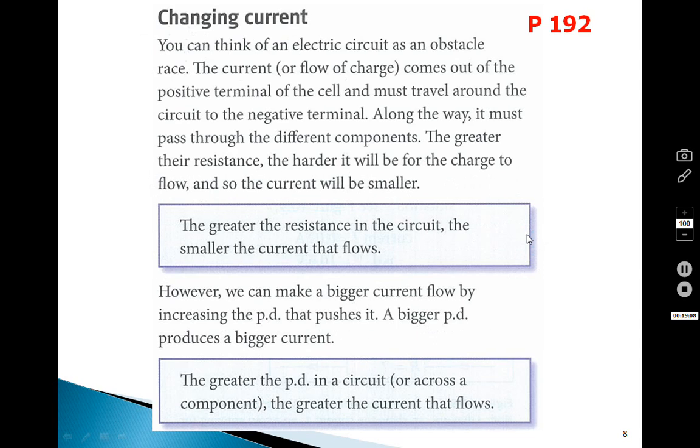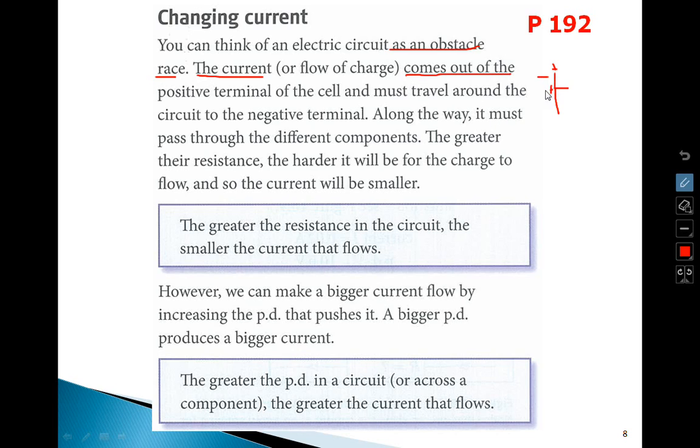Page 192, changing current. So we are going to move to another topic, changing current. What happens if current is changing, or what things make current change? You can think of an electric circuit as an obstacle race. How? The current flow through the circuit, or flow of charge, comes out from the positive, as we said before. This is the positive part, and this is the minus one.